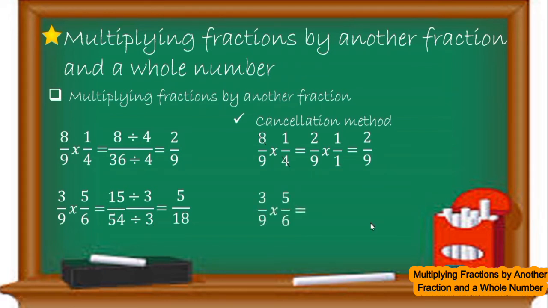3 over 9 times 5 over 6. Let's cancel 3 and 6. 3 and 6 have a common factor. The greatest common factor of 3 and 6 is 3. So 3 divided by 3 is 1 and 6 divided by 3 is 2. So our new factors are 1 over 9 times 5 over 2. 1 times 5 is 5 and 9 times 2 is 18.